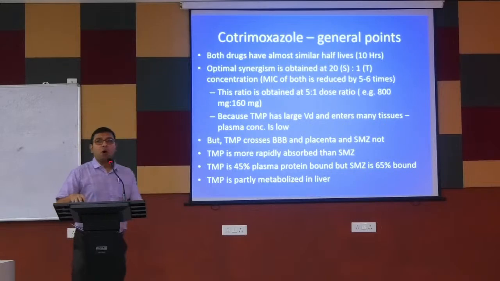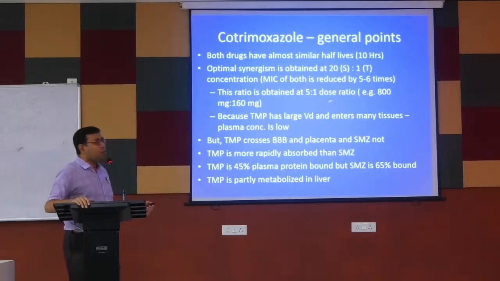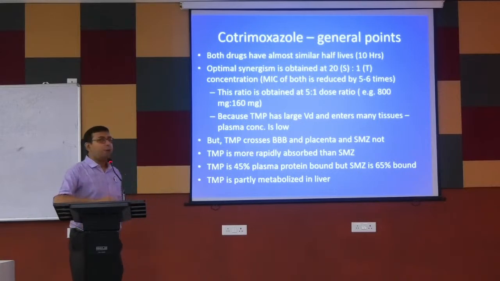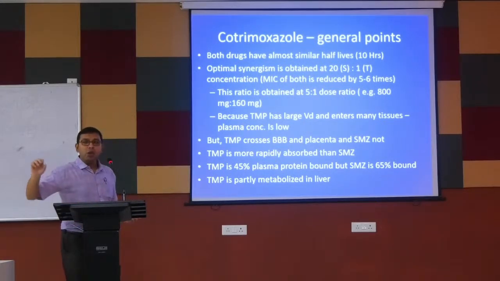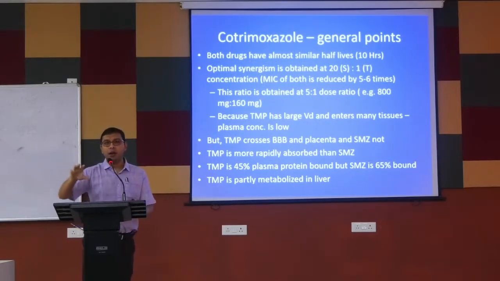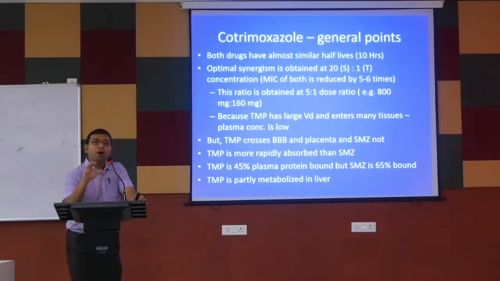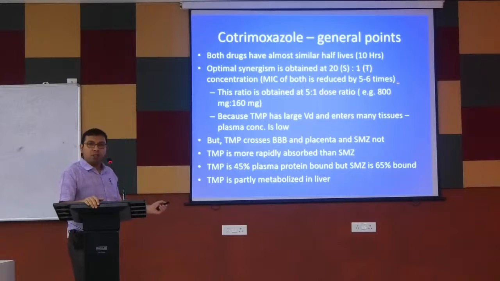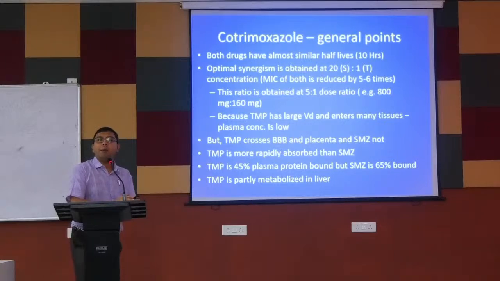That's why if we are combining this in a 5:1 ratio, in the plasma it will reach a 20:1 ratio, because trimethoprim has a larger volume of distribution than sulfamethoxazole and it enters many tissues. So in many tissues where there are bacterial infections, the bacteria will be killed. So it is clear: for the killing of the bacteria, we need 20:1, that is 20 sulfamethoxazole to 1 trimethoprim concentration in the plasma. It is the plasma concentration for the killing of the bacteria.